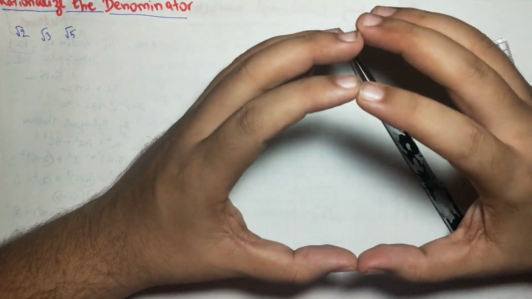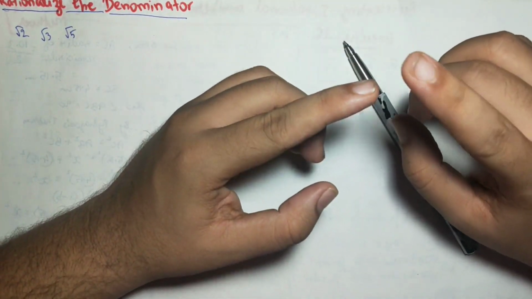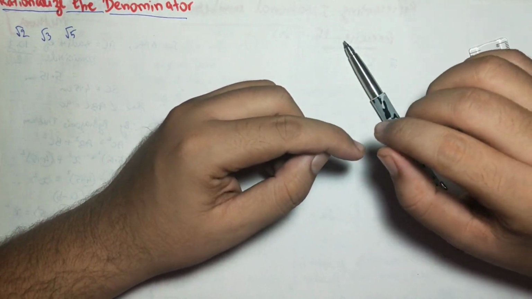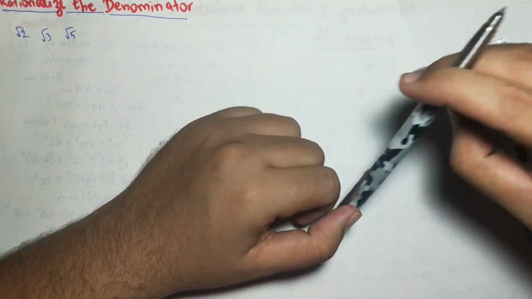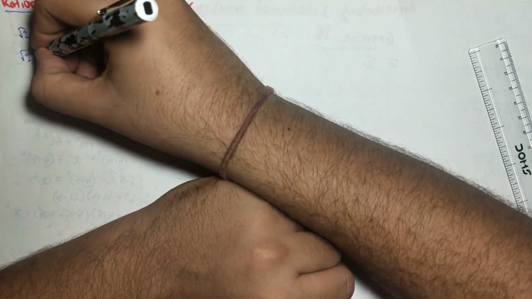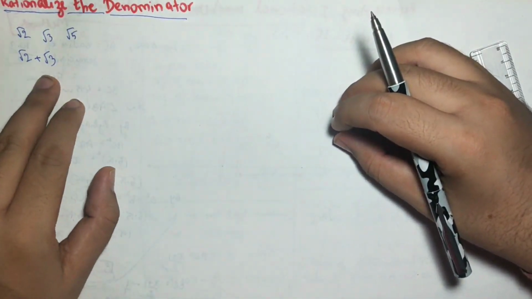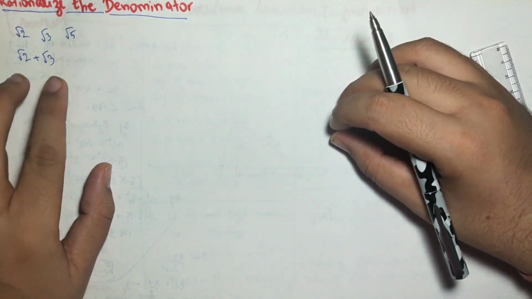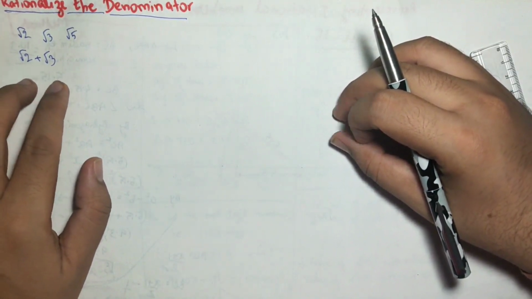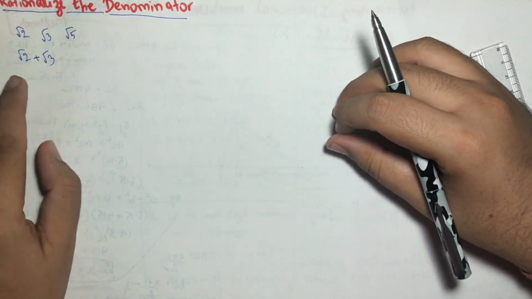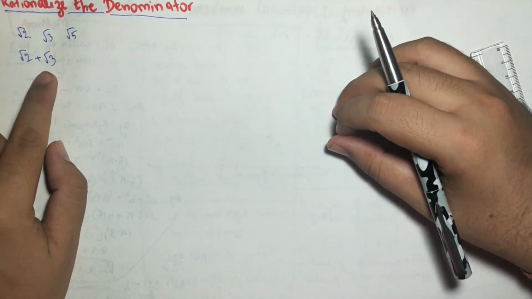Now what will happen if an irrational number is added to an irrational number? Suppose you add root 2 plus root 3. Can they be added? No. To add two irrational numbers, the numbers under the root should be the same.